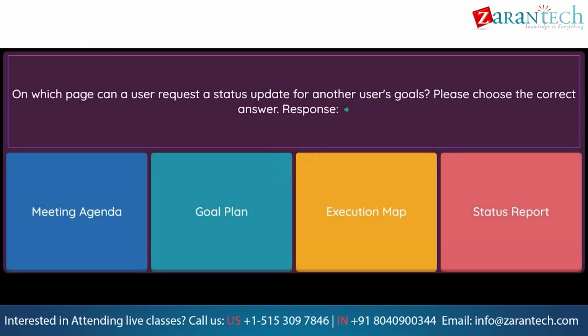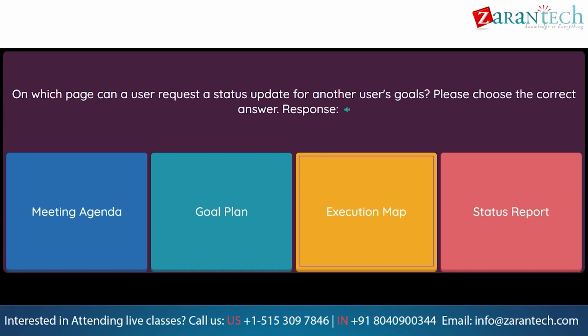Question: on which page can a user request a status update for another user's goals? Please choose the correct answer. Response. Option 1 meeting agenda. Option 2 goal plan. Option 3 execution map. Option 4 status report.